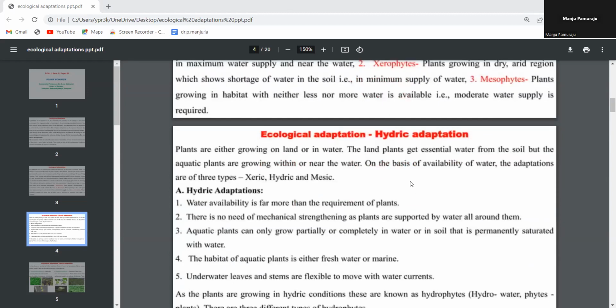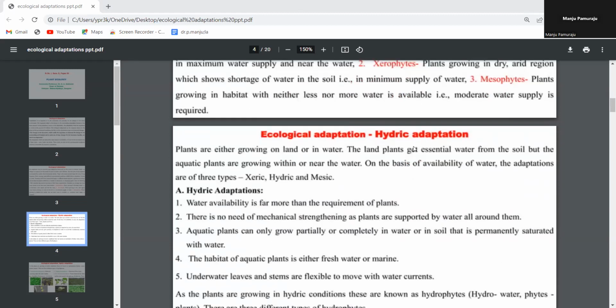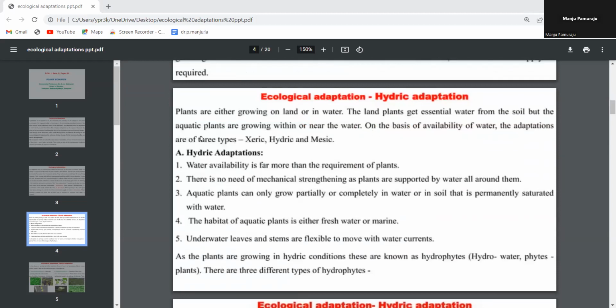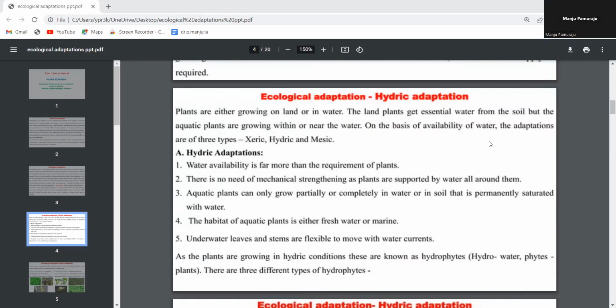Next, mainly these two ecological adaptations, of hydrophytes and xerophytes, are important. Ecological adaptations of hydrophytes: the plants are either growing on land or in water. The land plants get essential water from the soil, but the aquatic plants grow within or near the water bodies, so they are called hydrophytes. On the basis of availability of water, the adaptations are of three types: xeric, hydric and mesic.